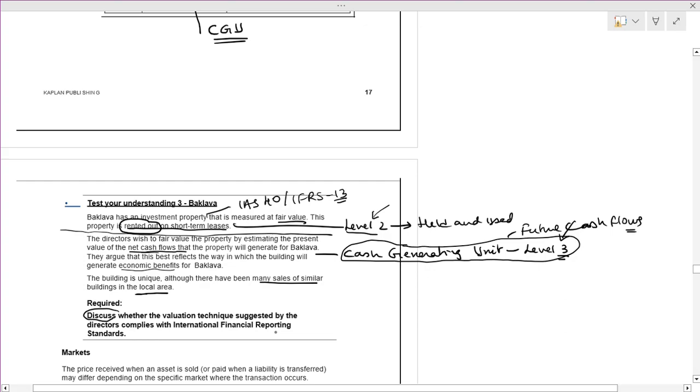The directors wish to fair value the property by the present value of net cash flow that the property will generate. They argue that this best reflects the way the building will generate future economic benefits. Now you see the thing. If you are doing this, we are coming within the conceptual framework, is it right? We are coming within the conceptual framework and potential economic benefits.